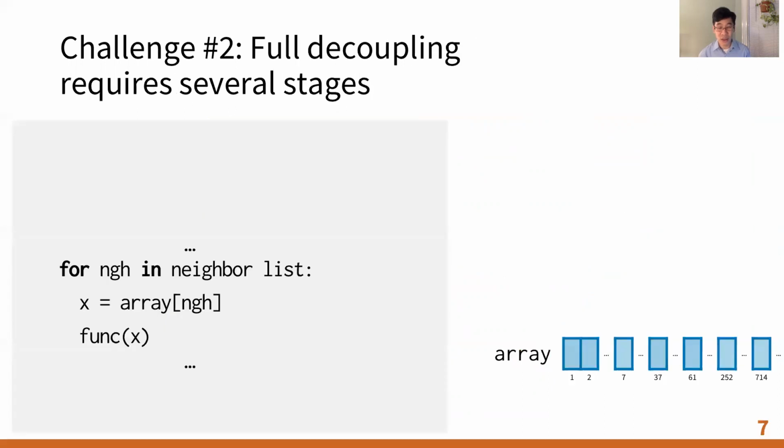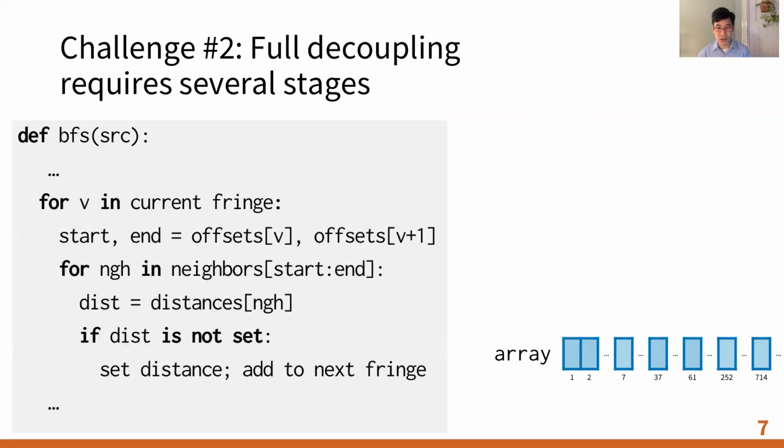The second challenge is that irregular applications also need several stages to fully decouple all long latency indirections from each other. Our previous example had just 1 indirection and 1 array, but a more realistic application, like breadth first search, or BFS, has 3 such difficult indirections.